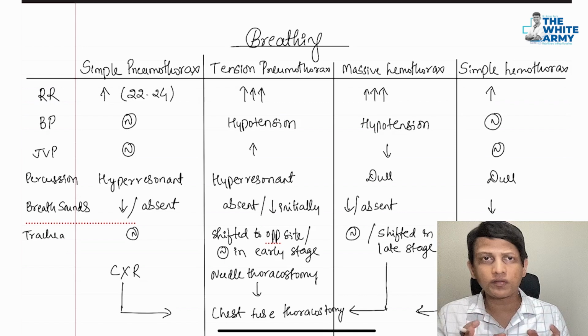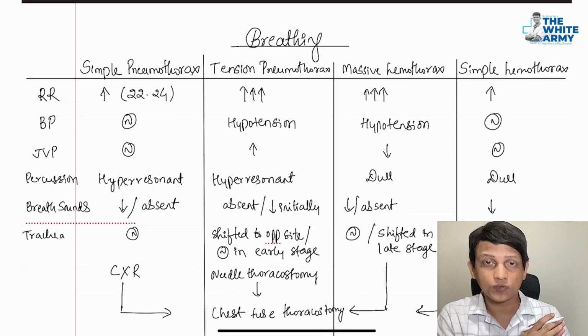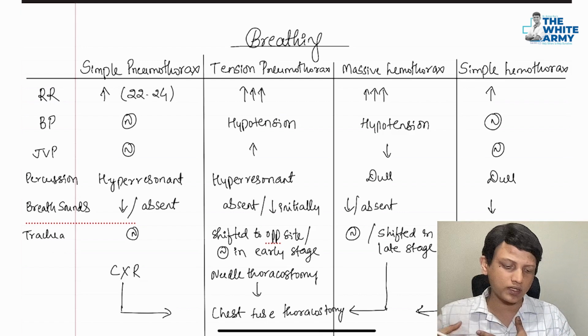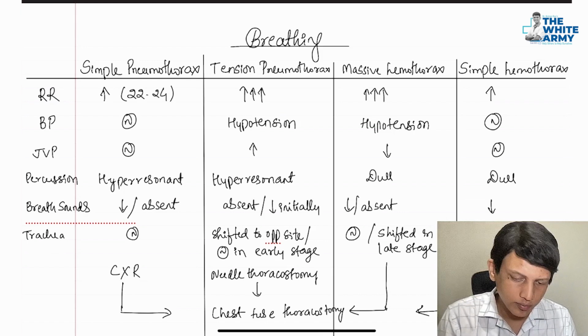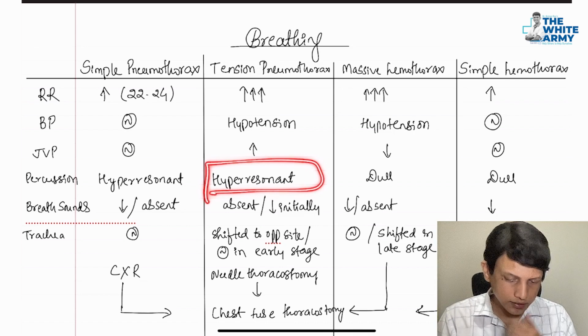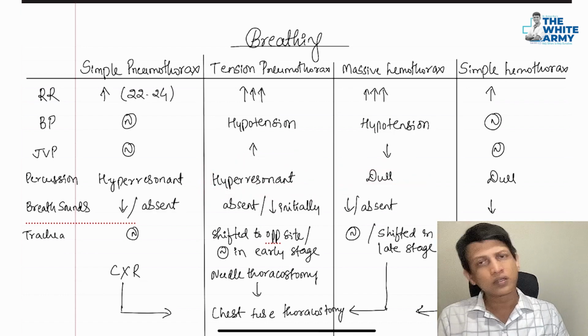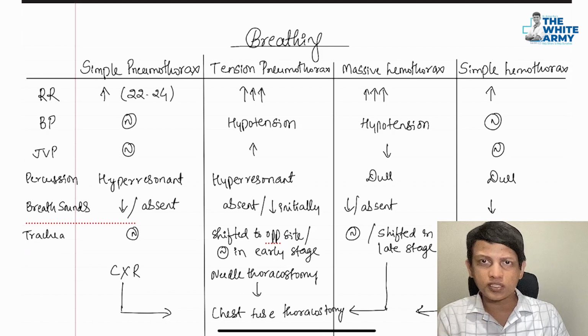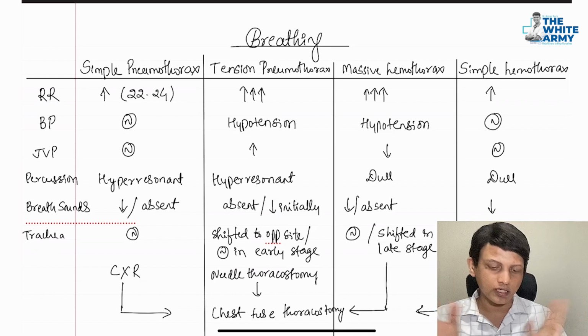How can you distinguish? Simple pneumothorax and simple hemothorax are not life threatening. What's life threatening, as we saw from the list, is tension pneumothorax and massive hemothorax. How can you really distinguish it? By just one percussion. In pneumothorax, you will get a hyperresonant note, whereas in massive hemothorax there will be a dull note. Breath sounds can be absent or diminished in both, whereas classically, with the percussion note, you can distinguish between hemothorax and pneumothorax.